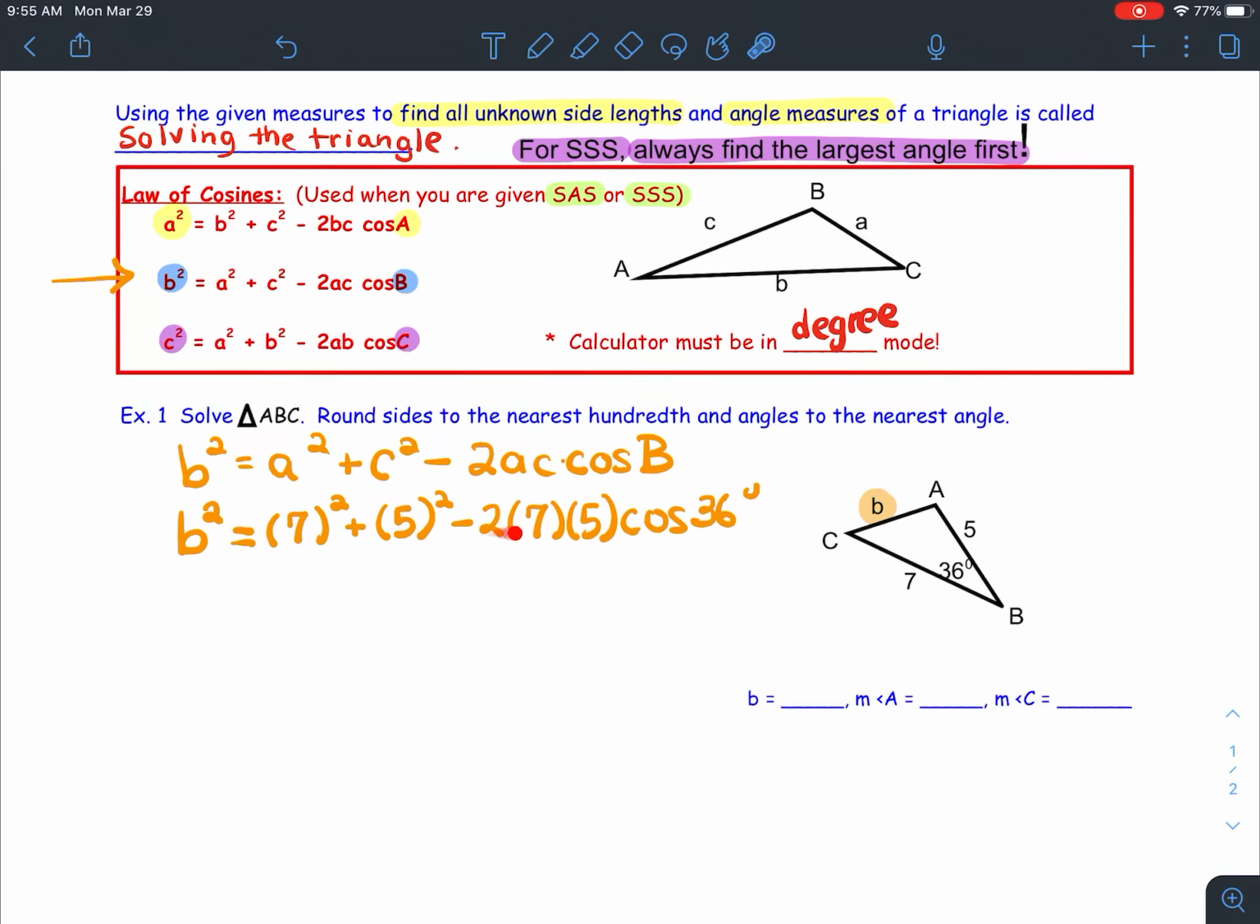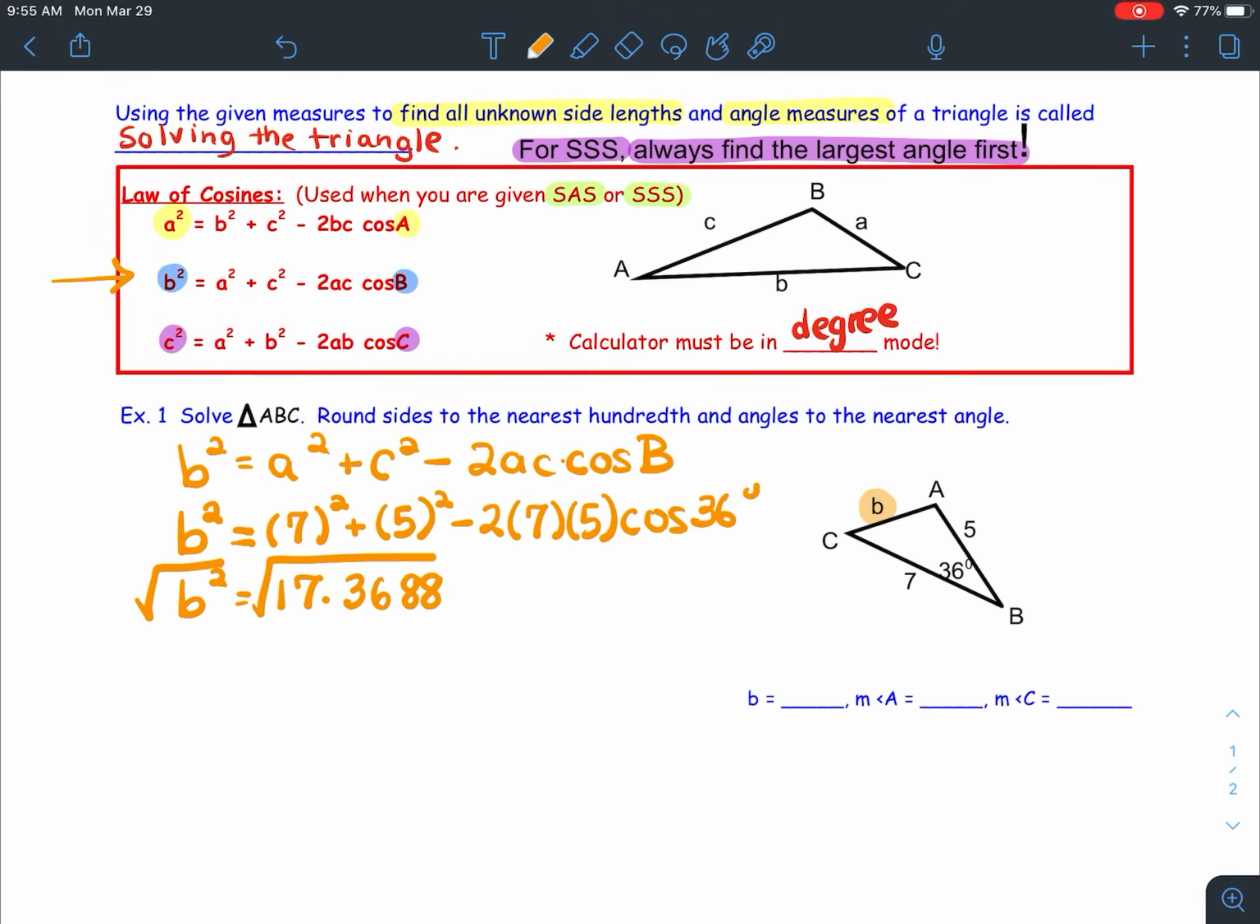So you should be able to pick your calculator up, type this entire right side into your calculator. Okay, now keep in mind though, when you type that in, you should see something similar to the number 17.3688. That is not side B. You then have to take the square root of that number.